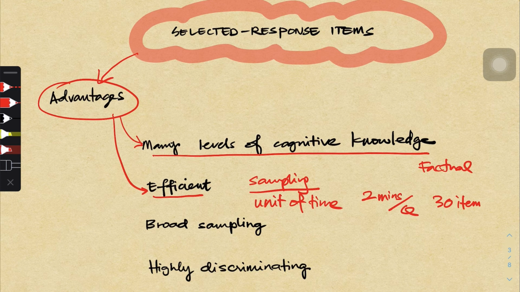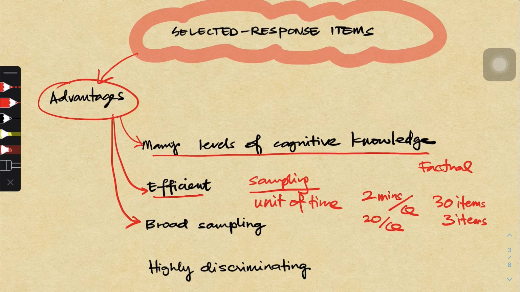Compared to if you have a long essay, you typically give them 20 minutes, for example. Maybe it may be 30 minutes per question, meaning you can have just 3 items per hour. Okay, and related to that, the advantage is it can sample broadly.